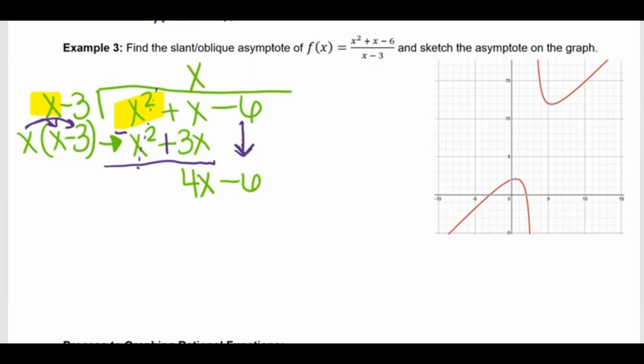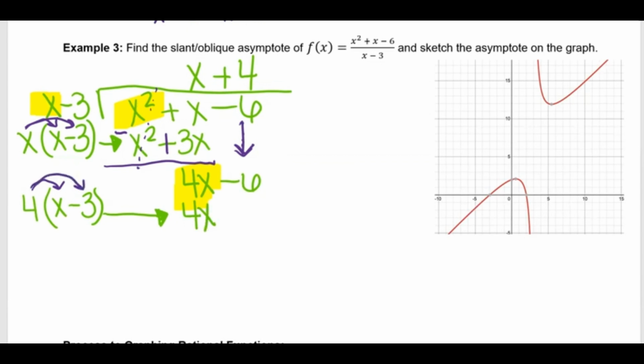And then we start over. But this time we're looking how many times does x go into 4x? Or what do I need to multiply x by to get 4x? I need a positive 4, so I'm going to write plus 4. And then my next line comes from 4 times my divisor of x minus 3. Distribute the 4 through. So we're going to have 4 times x, which is 4x. 4 times negative 3 gets me negative 12.